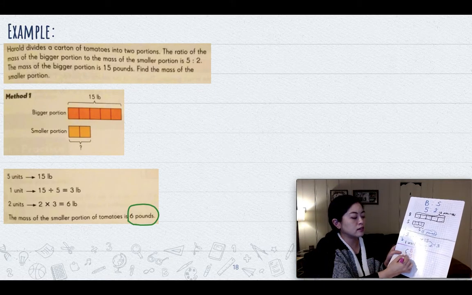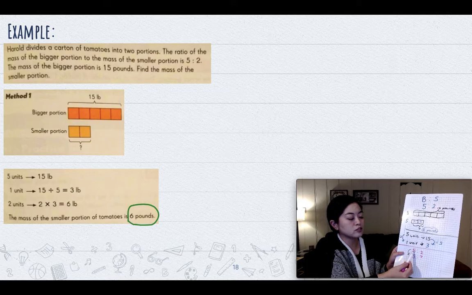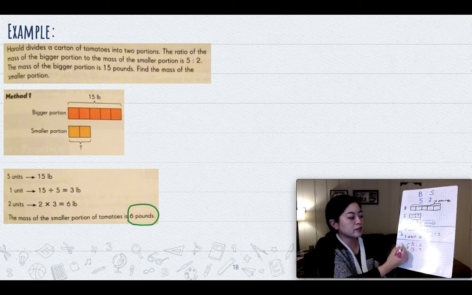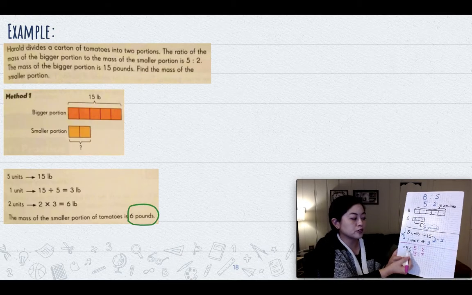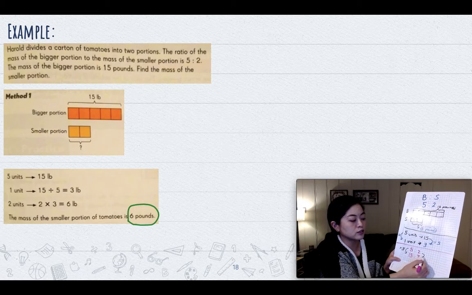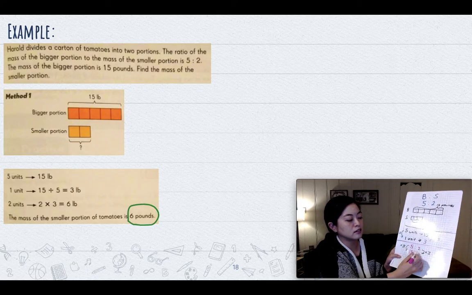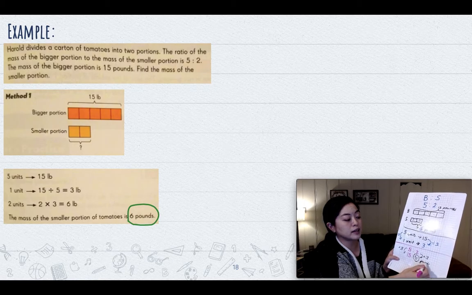Well, let me see. 5 to 15, right? The first term 5 here, the first term 15 here. What do I need to do to get to 15? Does it get bigger or smaller from 5 to 15? It gets bigger, so I have to multiply. Okay, 5 times what gets you 15? 3. And whatever I do here, I have to do it on the other side. So 2 times 3 is 6. Okay, so the answer here is 6 pounds.